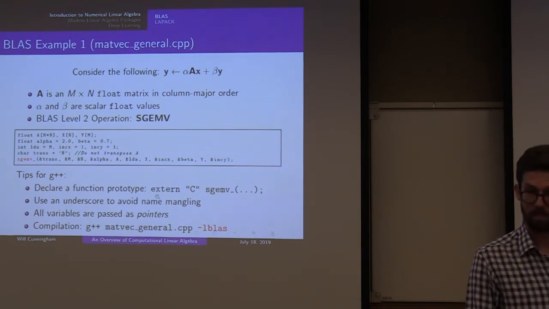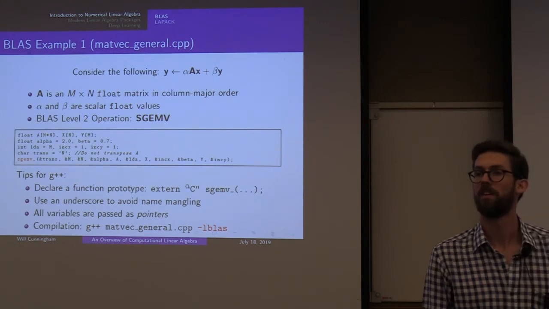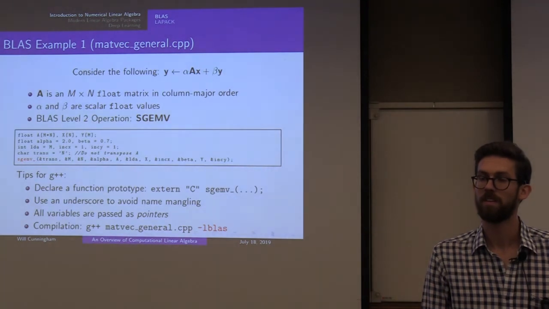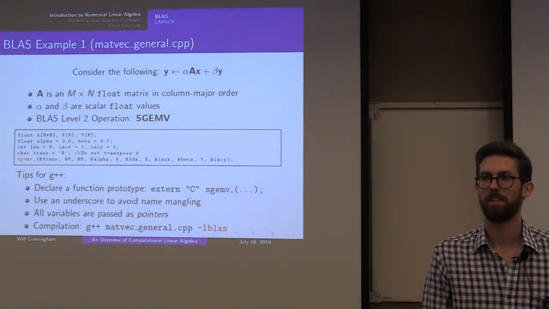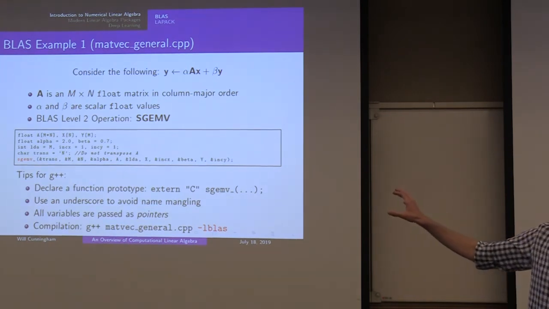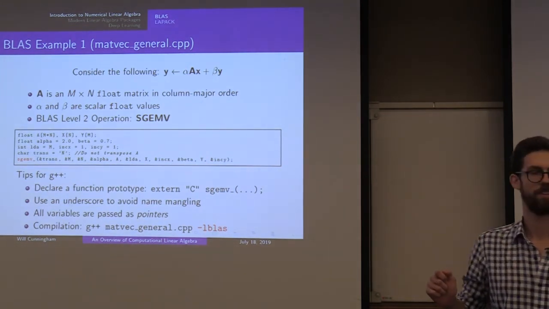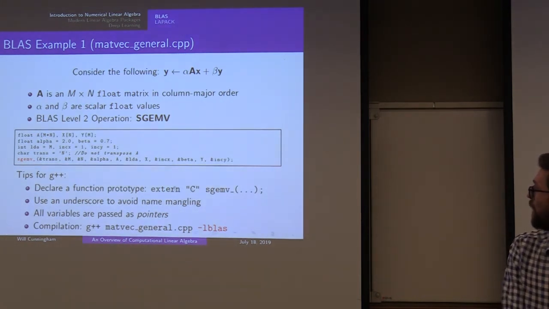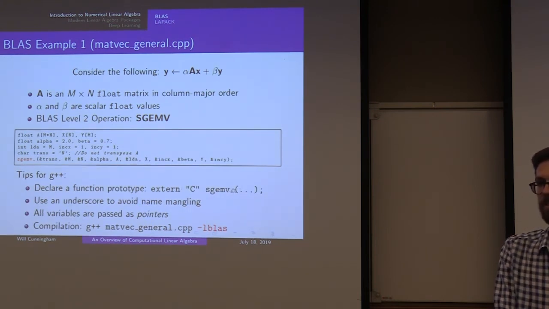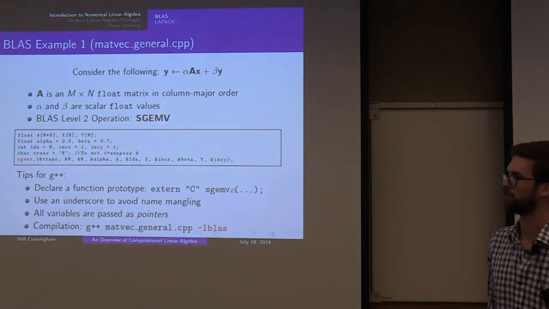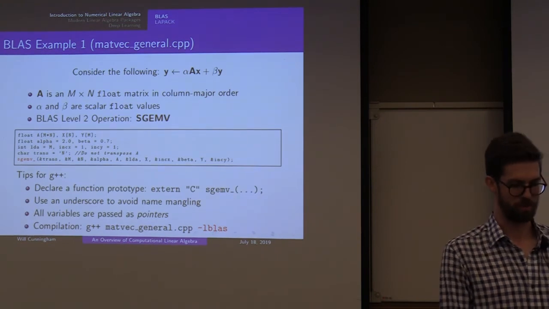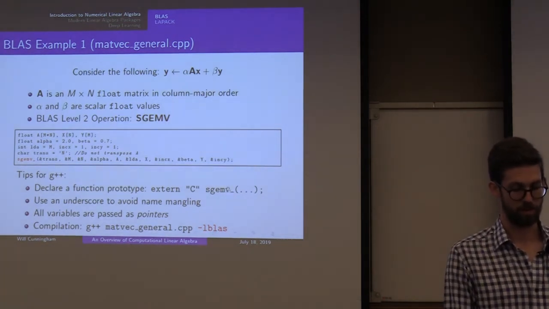Can I make one comment? Yes? That underscore after the SGEMV, some compilers want the underscore and some compilers don't want the underscore. That's correct. So what I've written here is for G++. If you're using GCC, it will be slightly different, right? So you wouldn't have extern C, you would just have extern, and you wouldn't necessarily have that underscore. So it does depend on that. I chose to do it for C++ because it sort of covers everything and gives you the opportunity to use other C++ stuff if you need it.